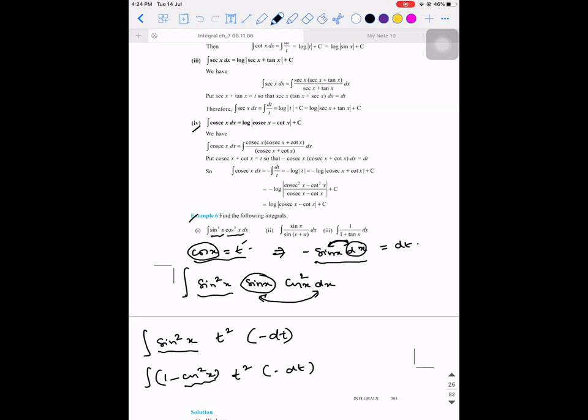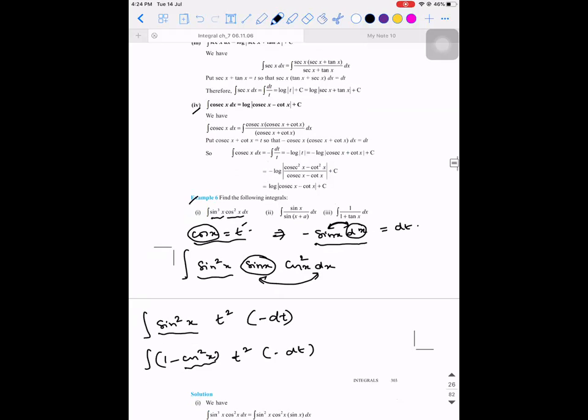Yes, sir. Because cos x is t. Now when you substitute it, how will the function get? So this minus I'm taking it out. So it gets simplified like this: 1 minus t square into t square dt. Now is it easy for you to solve? Yes, sir. What you can do is take this t square and multiply to each term and then proceed. Okay. So can you guys finish and tell me what is the answer?